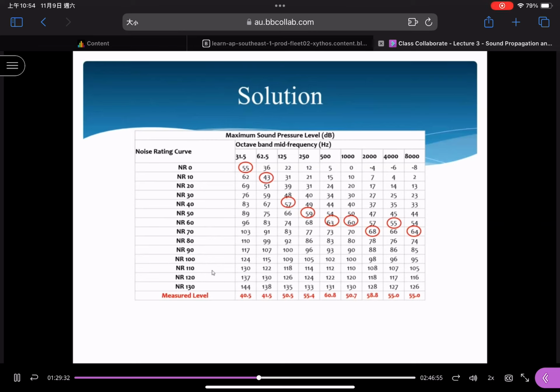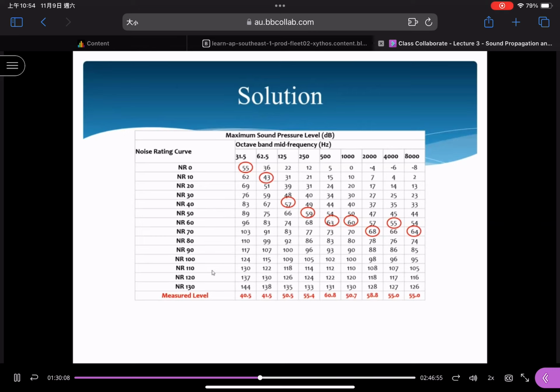I repeat again. When you go through the spectrums here, only at 2 kHz and 8 kHz, the values can go up to NR70. All other frequency values are lower than or equal to NR60, correct? So we just consider these two values at 2 kHz and 8 kHz, because now we are going to find out the highest value. We do not care about those below that value.